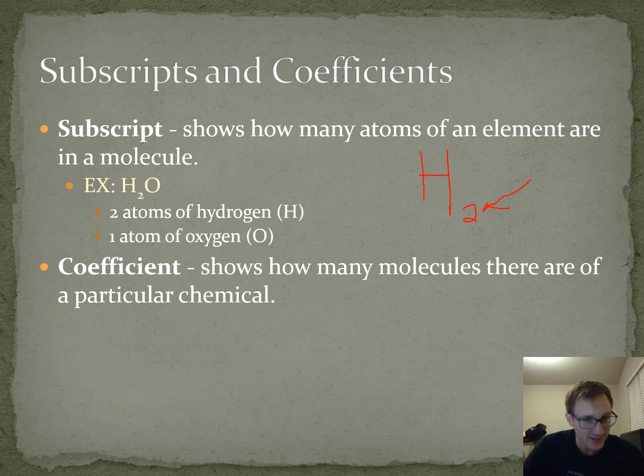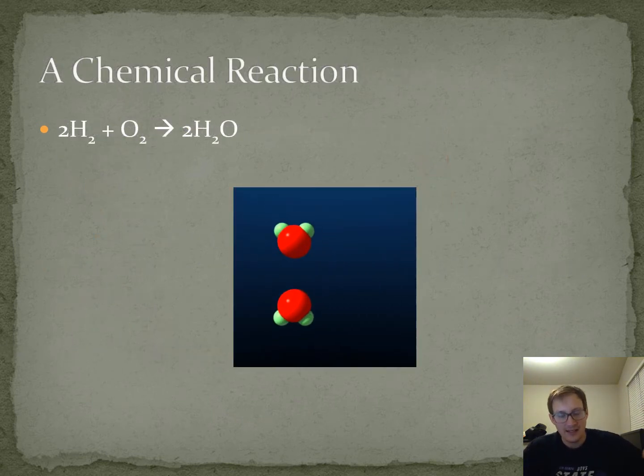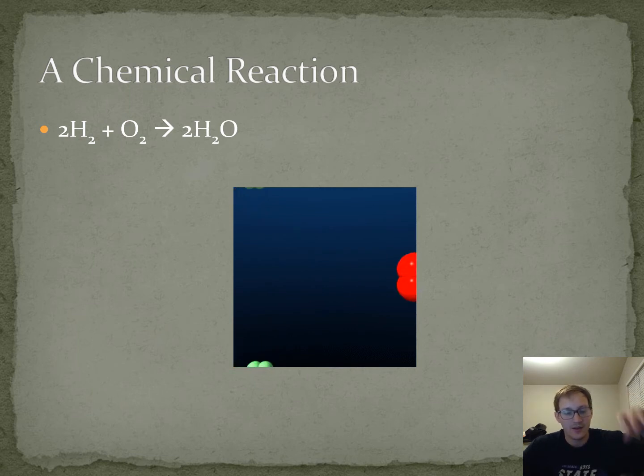Coefficients do similar things. However, they show how many molecules there are of a particular chemical. So subscripts go with atoms, coefficients go with molecules. For example, when I have 3 H2O, that means I have 3 water molecules, meaning that for every water molecule, there's 2 hydrogen. So on that last slide, we would have had 3 water molecules, meaning we would have 6 hydrogen and 3 oxygen. So they get multiplied together.